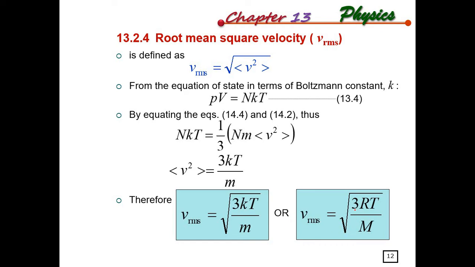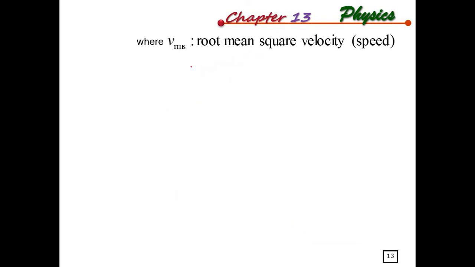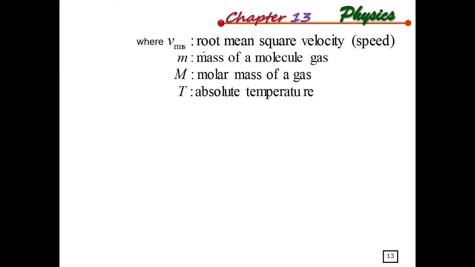or VRMS equals the square root of 3RT over M. Where k is the Boltzmann constant, T is the temperature, m is the mass. Then R is the molar gas constant, T is the temperature, M is the molar mass. So in the abbreviated form, VRMS is the root mean square velocity, m is the mass of a gas molecule, capital M is the molar mass of a gas, and T is the absolute temperature.